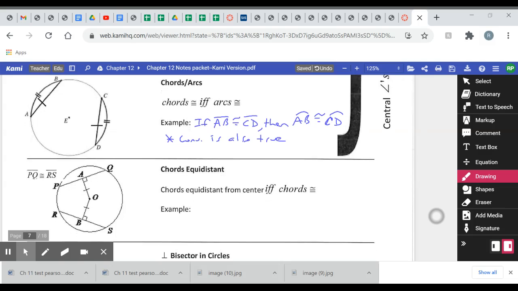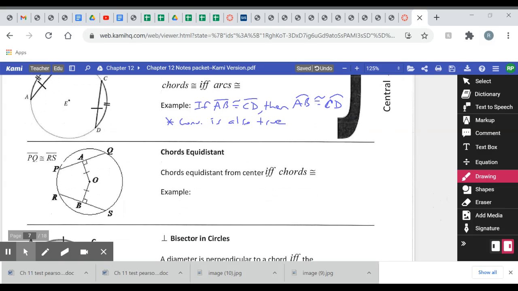All right, next up says the chord is equidistant. And we talked about the term equidistant earlier in the year. We said it means equal distance, so not too hard there. So in this particular case, it says the chord is equidistant from the center if and only if the chords are congruent.